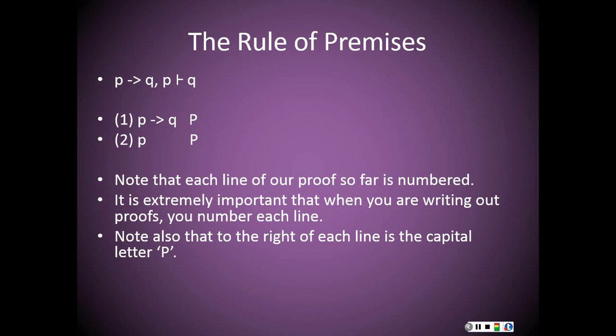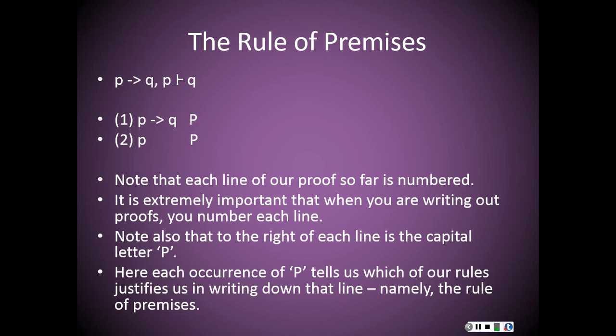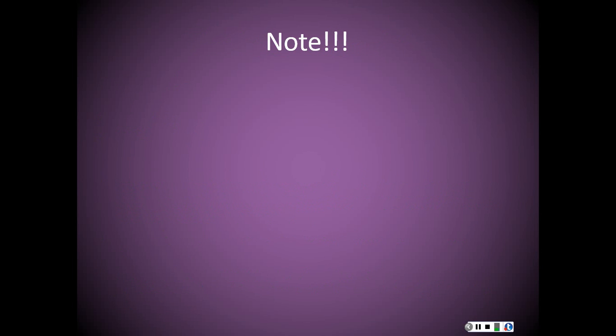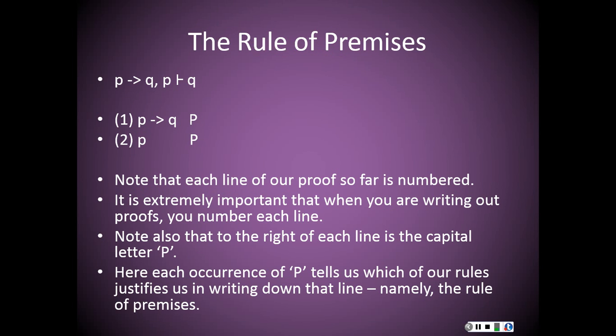Note also that to the right of each line is the capital letter P. Here the occurrence of the capital letter P tells us which of our rules justifies us in writing down that line, namely the rule of premises. And I want you, when you write out your own proofs, to always write down what it is that justifies you in writing down that line.